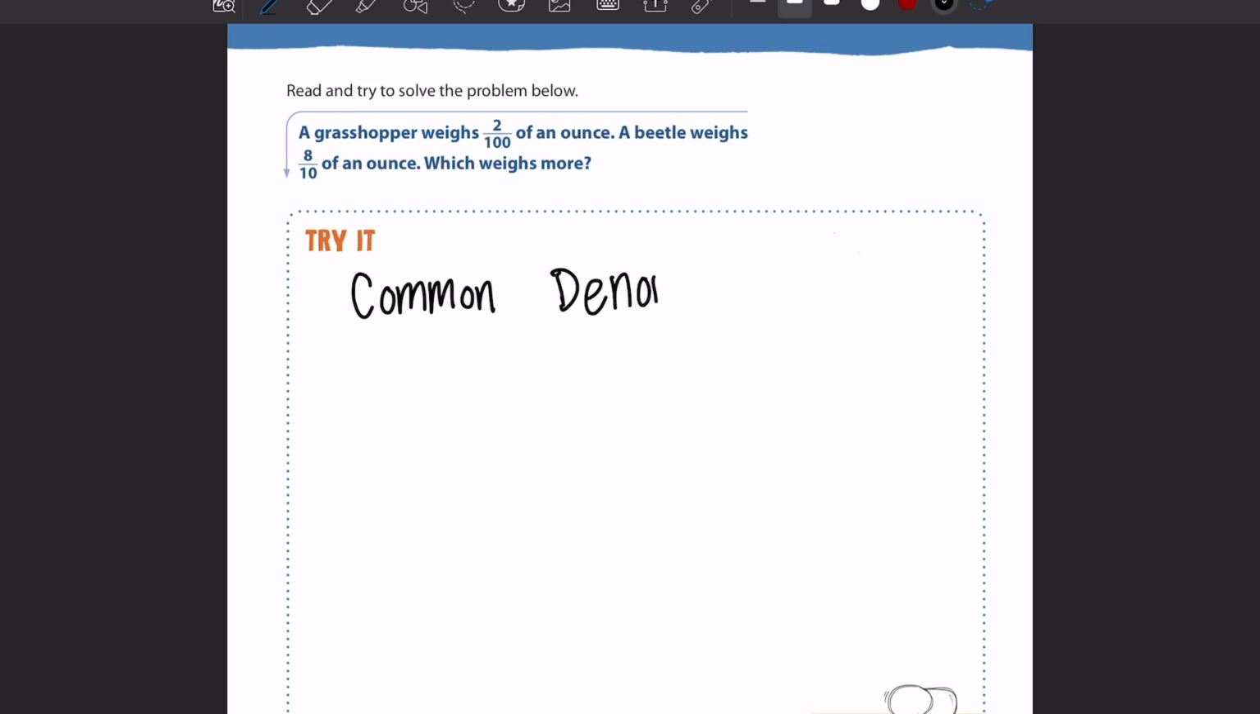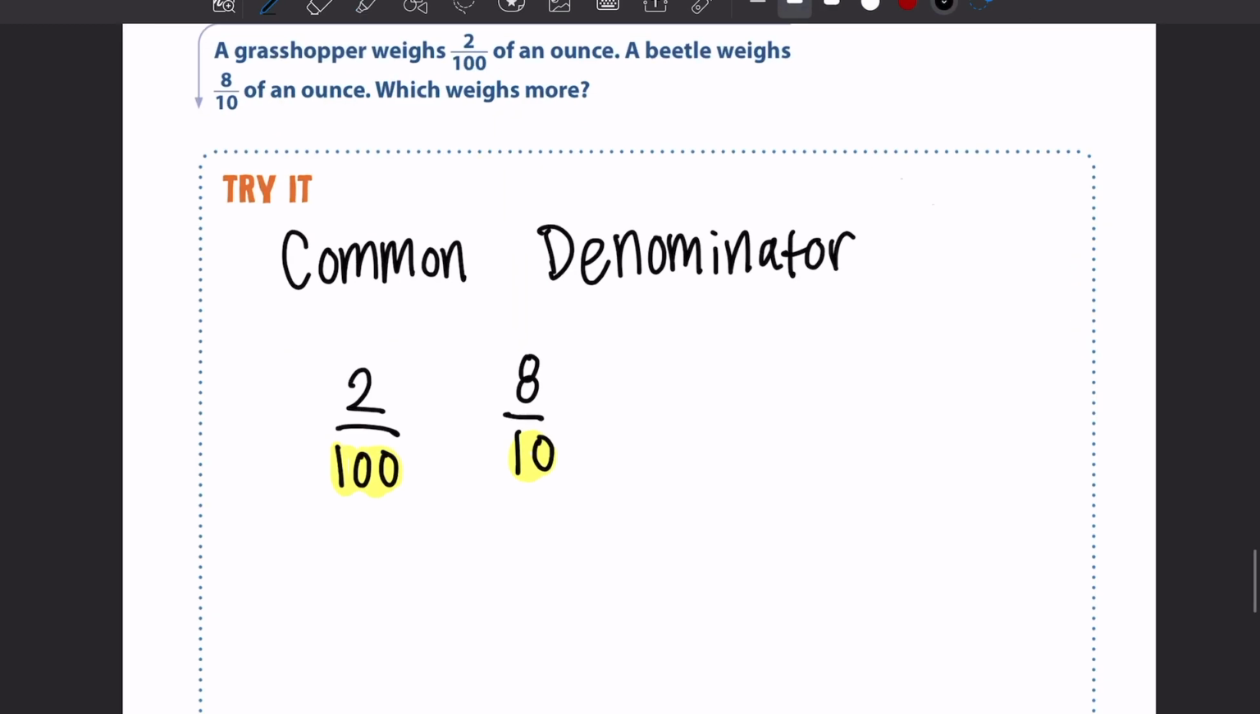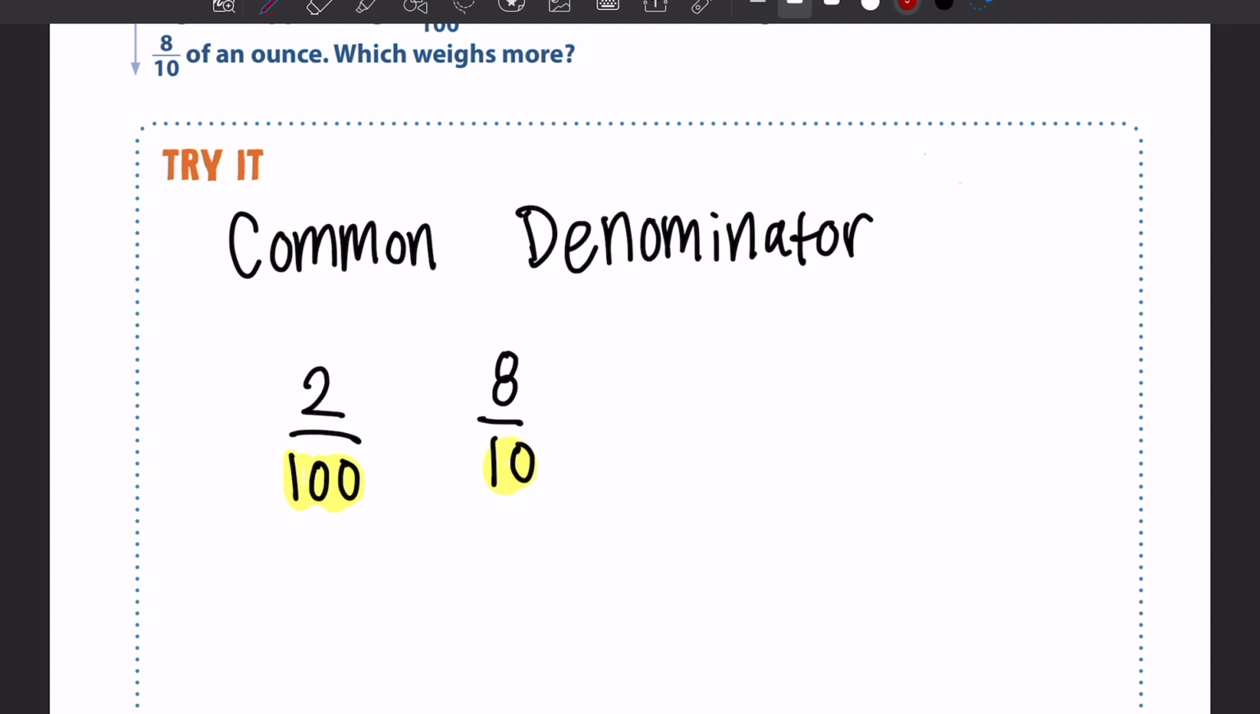So let's look at this question again. So we have the 2/100 for the grasshopper, and we have the 8/10 for the beetle. Now, when I'm looking at both of these numbers, I'm looking at just the denominators. So I have 10 and I have 100. The first thing that I notice with these two numbers is that 100 is a multiple of 10. 10 can go into 100. So, how many times can 10 go into 100?